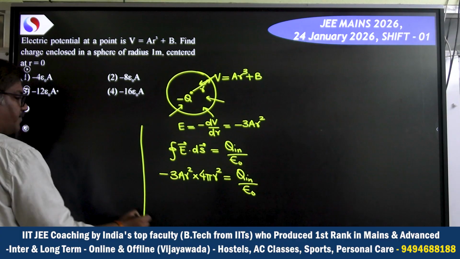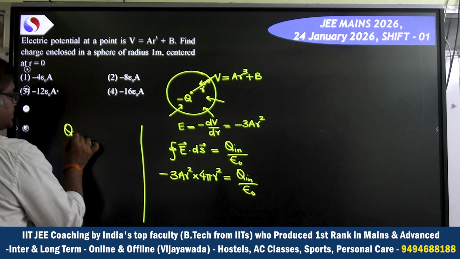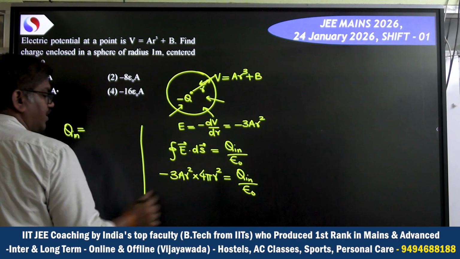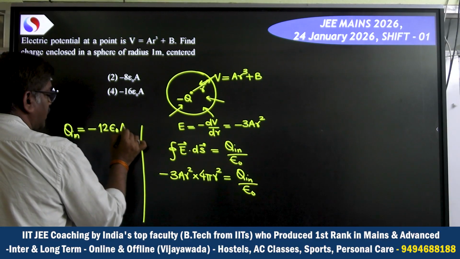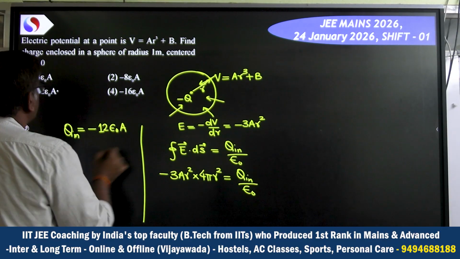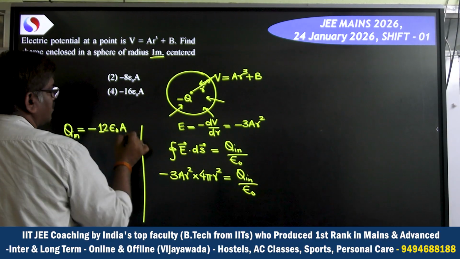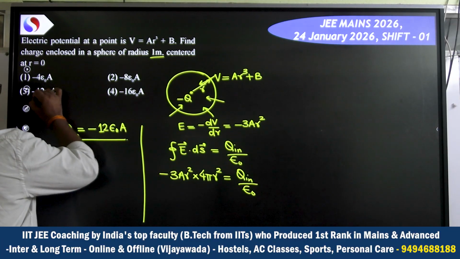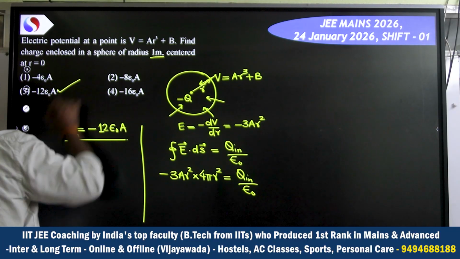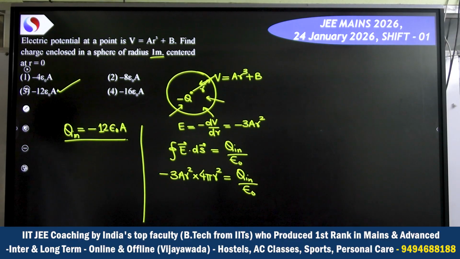All right, and therefore this Q which is at the center is minus 12 epsilon naught into A into R to the power 4. R is given to you as 1, so R to the power 4 becomes 1 only. That's why the correct answer is option 3. We are going with option 3, minus 12 epsilon naught A. All right, let's move to the next one. Easy only.